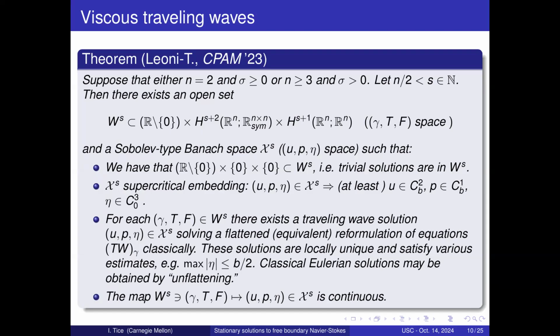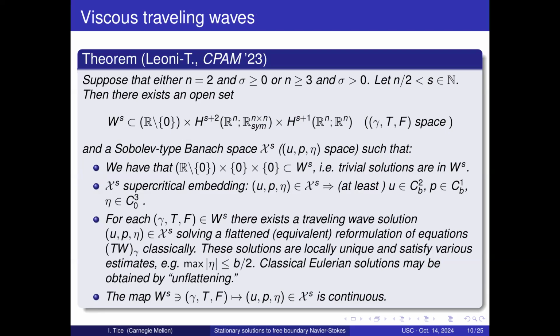So the first thing is that our curve of trivial solutions lives inside here. The second is that this space X_s is sufficiently nice that every solution that we manage to construct in here will at a bare minimum have regularity where the velocity is C2 with second derivatives bounded, pressure in C1 with up to first derivatives bounded, and the free surface is C3, and everything decays to zero at infinity. So what this means then is that if we manage to construct a solution in here, it's a classical solution. There's no weak formulation here.